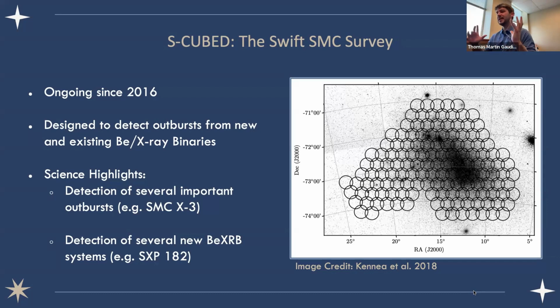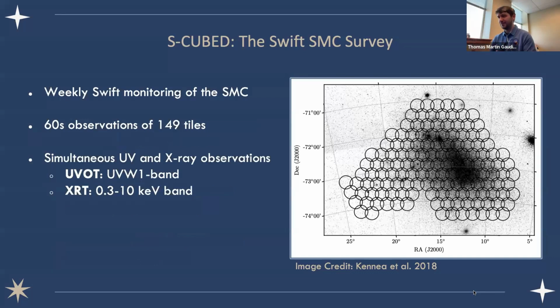Now, this survey is designed in such a way that we capture BE X-ray binary outbursts very efficiently. It runs every single week on Tuesday, tiling the entire Small Magellanic Cloud with overlapping tiles in the Swift X-ray telescope field of view. We can see on the right a picture of the tiles overlaid on the sky, making sure we have continuous X-ray coverage of the SMC.